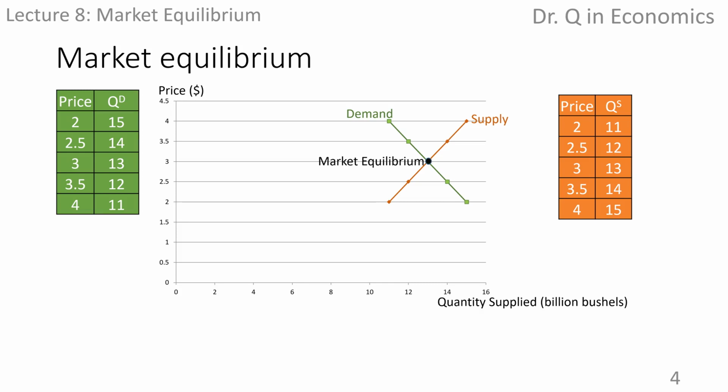The intersection or crossing point of the supply and demand curves defines the market equilibrium, which provides us the market equilibrium price $3 and the market equilibrium quantity 13 billion bushels. We use P subscript E and Q subscript E as abbreviations respectively. E is the initial for equilibrium.